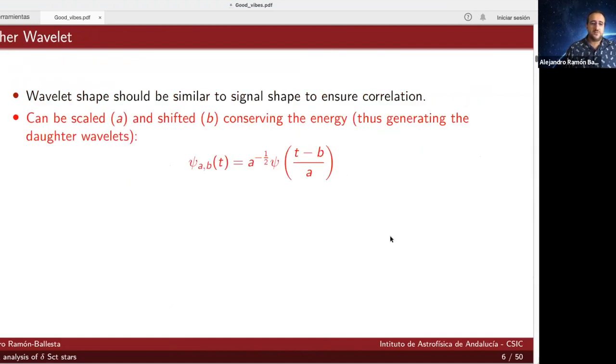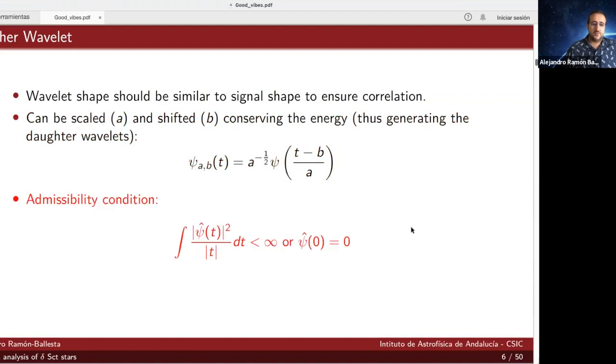The model wavelet, please don't be afraid by the equation. I'm only using three or four of them, and just to show them. There's nothing to do with them. This model wavelet can be scaled and shifted through the signal, thus generating the daughter wavelets. These daughter wavelets are the tool we use to analyze the signal. And all the wavelets must comply with an admissibility condition, which basically is that the Fourier transform of the wavelet at the zero point must be zero.